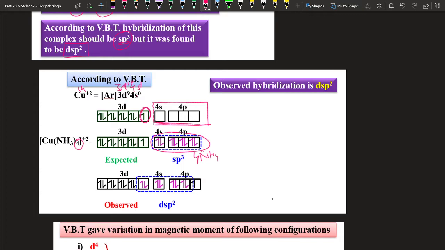But if you will see, there has to be sp3 hybridization as per VBT. But the observed case is what? This unpaired electron jumps to what? 4p orbital. So there is one 4p orbital, and 1d, 1s and 2 p orbitals are involved. So this hybridization is what? It is dsp2. The hybridization is dsp2 in this case.